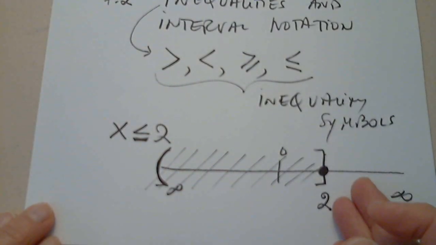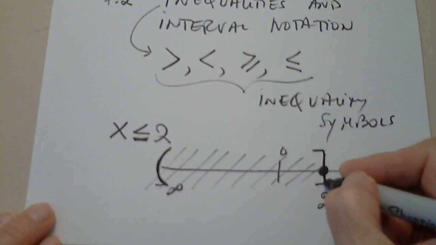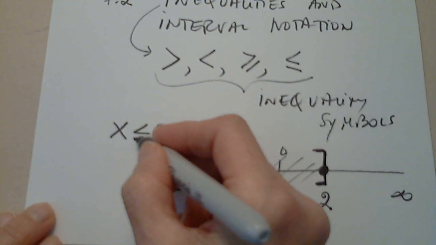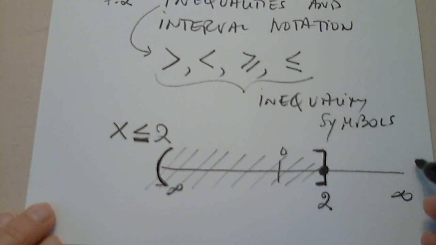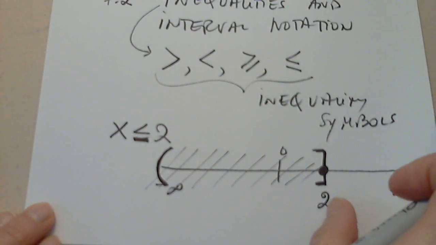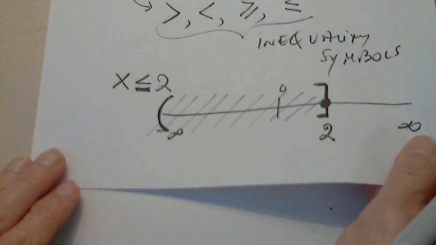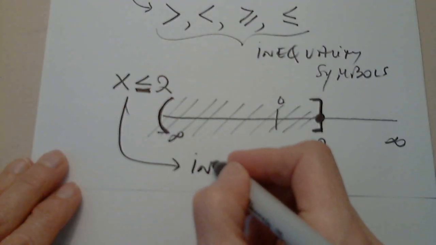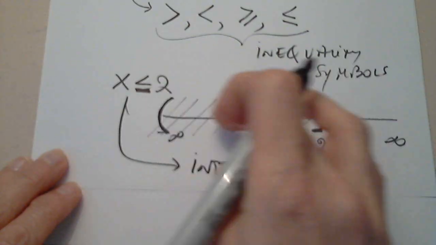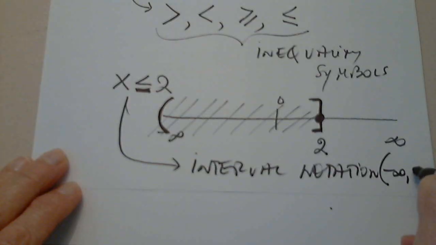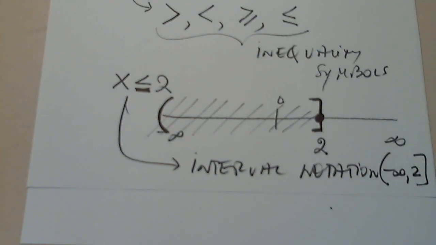And this is what you see here, the interval notation. The bracket is always used when there is an equal symbol in the inequality. Infinities are symbols. Infinities are always parentheses. So the interval notation is exactly what you see here: parenthesis, negative infinity, 2 with a bracket. Any questions?